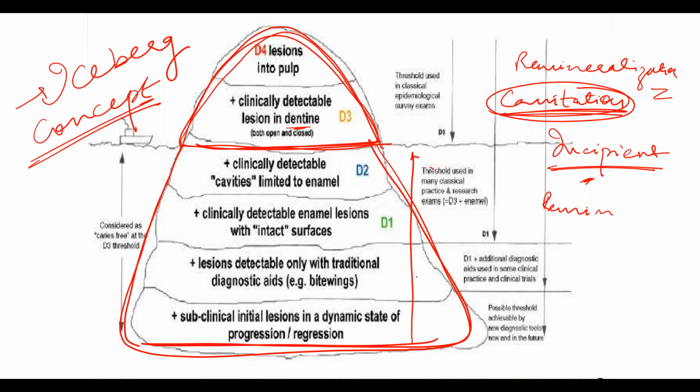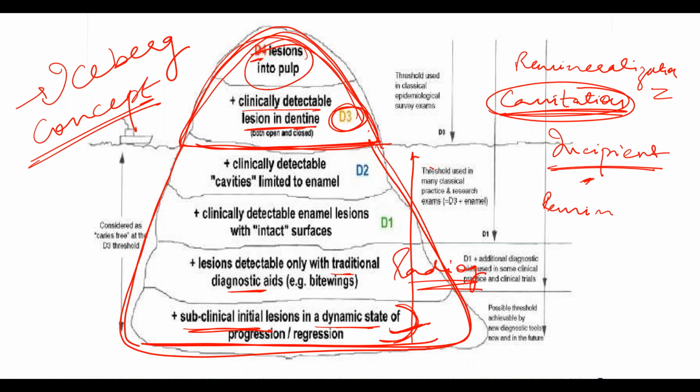So according to the iceberg concept, the tip which is visible is the clinically detectable lesion in the dentine, which is your D3 according to WHO, and D4 lesion which is into the pulp. However, beyond this, there is a subclinical initial lesion which is in a dynamic state of progression and regression. If you are able to find it with a diagnostic tool at this stage only, you will be able to actually remineralize the tooth.